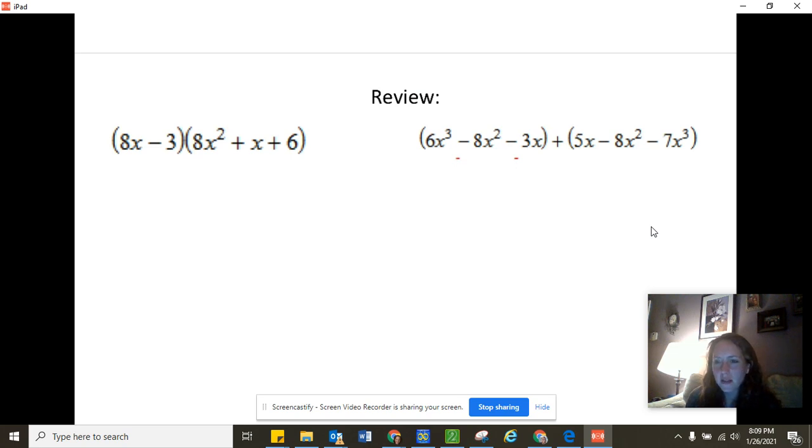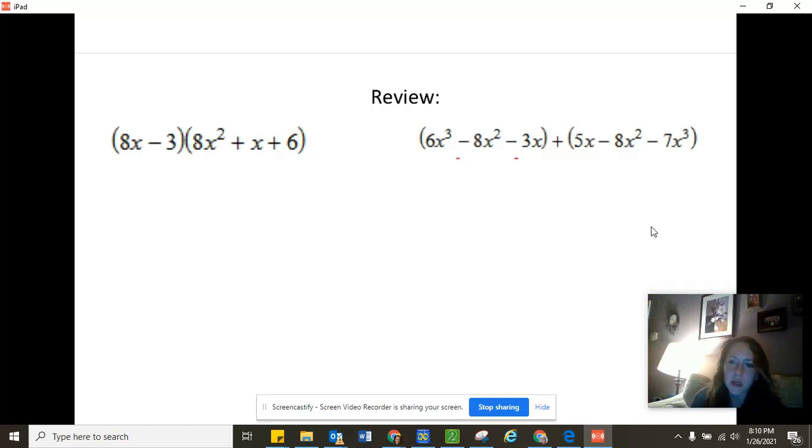Hey guys, so the second half of the week, we're not really doing anything new per se, but I did want to go back over the operations with polynomials and then also kind of look at graphs from a different perspective. So, just as a reminder, if you don't have a symbol in between two sets of parentheses, that is implying multiplication. And my recommendation for multiplication is to use the box method.